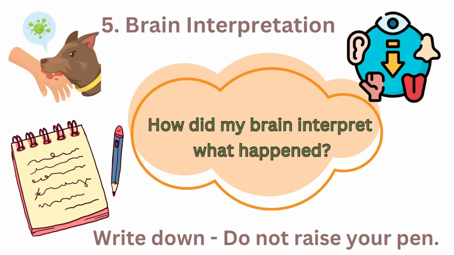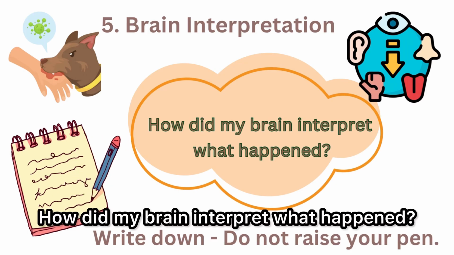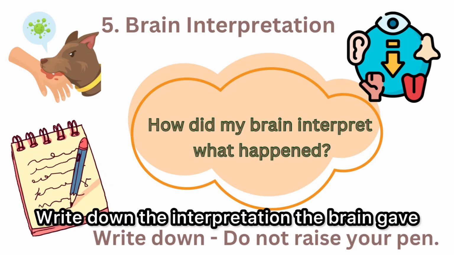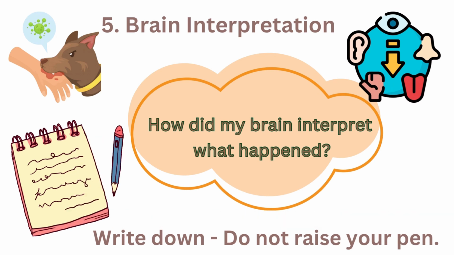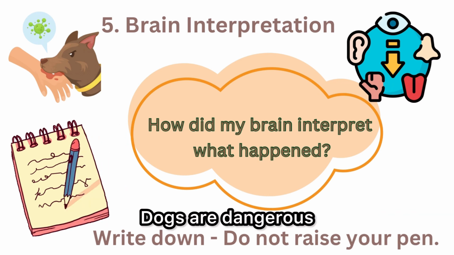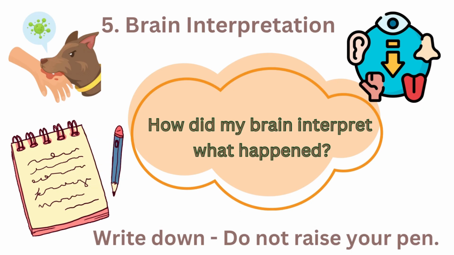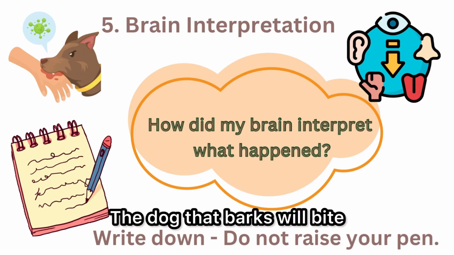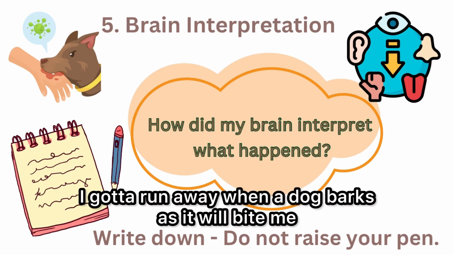Fifth, how did my brain interpret what happened? Write down the interpretation the brain gave. From my example, I would write, dogs are dangerous. The dog that barks will bite. I gotta run away when a dog barks as it will bite me.